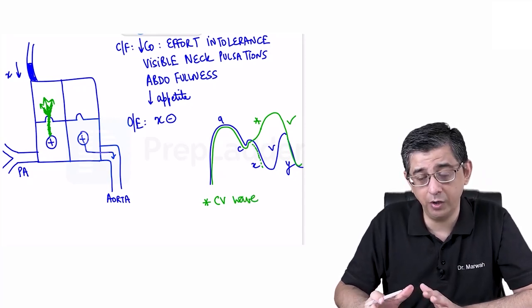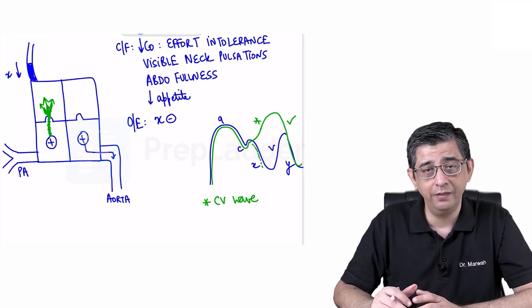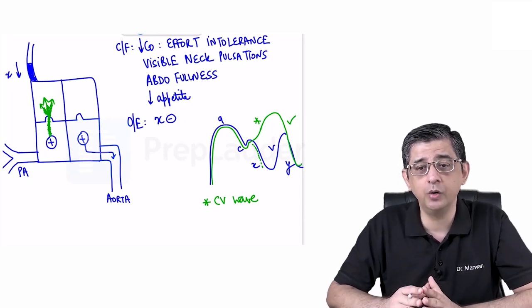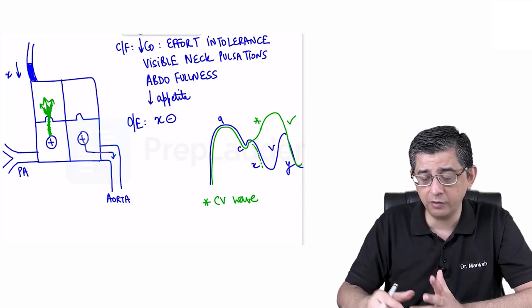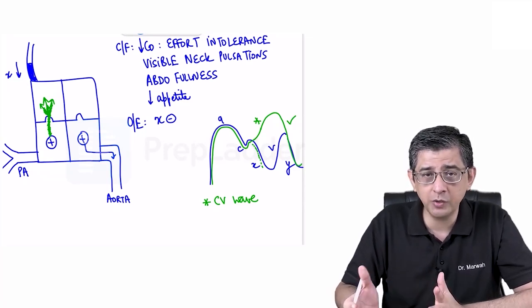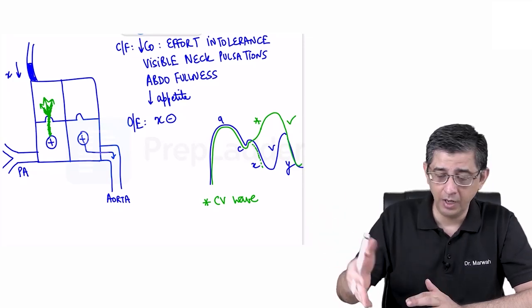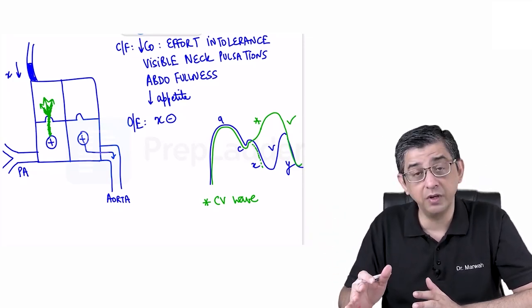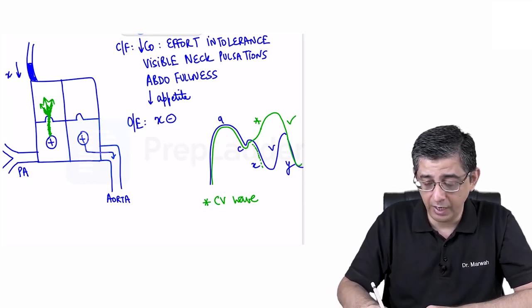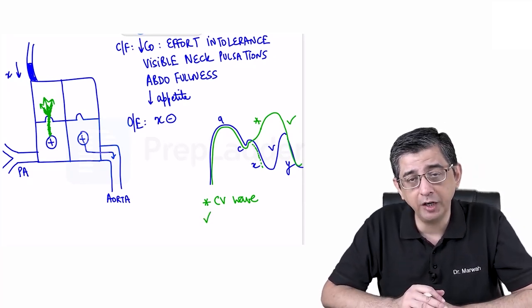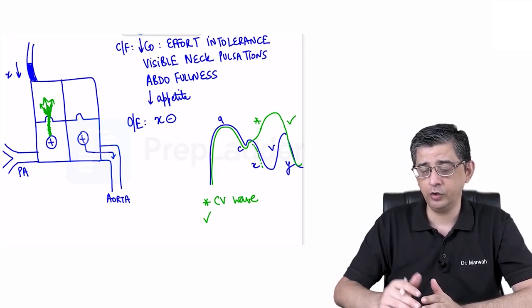This is what I was talking about right in the beginning of the discussion, that CV wave is one of the very good tick-up points for these patients. Why CV wave? Because after C there should be X. There is no X present. So anything that goes up after the C wave would be a positive wave, that is, would be called a CV wave.